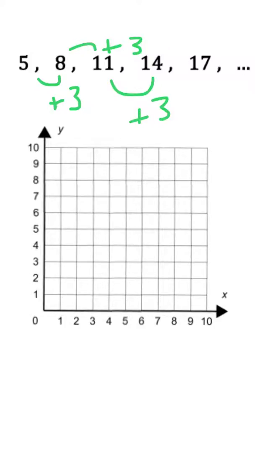So if I was going to plot this, 5 is my first term. So I go 1 and then up to 5. Then my second term is 8. So I go over 2 up to 8. Then my third term is 11, and then again I would keep going on, and you see it forms a nice straight line, and the difference is 3, going up by 3 each time.